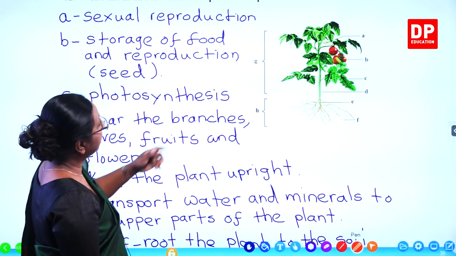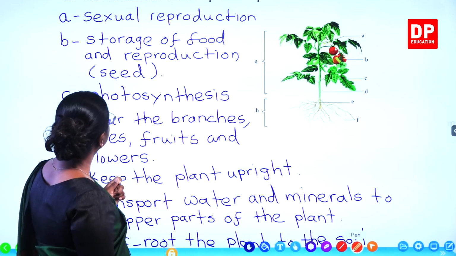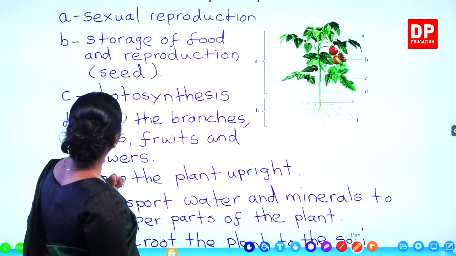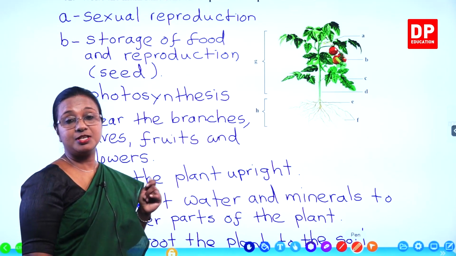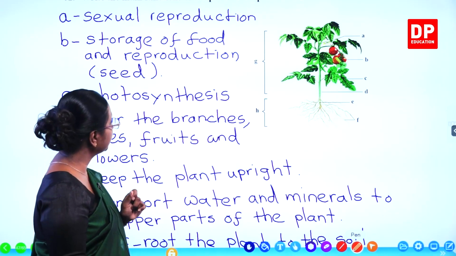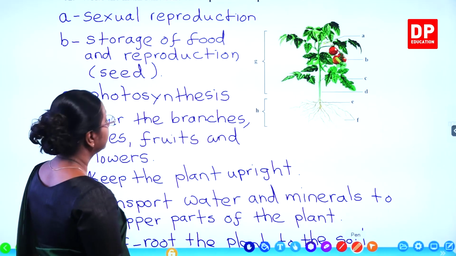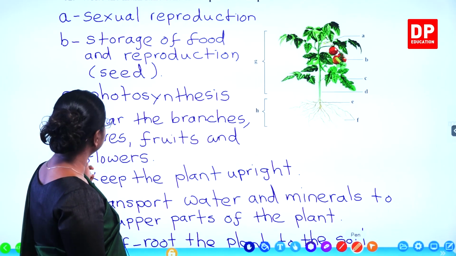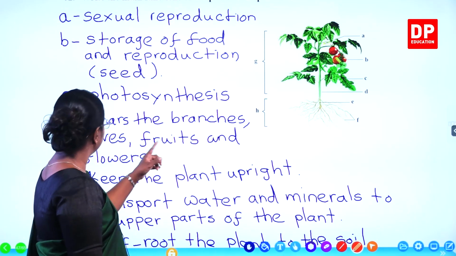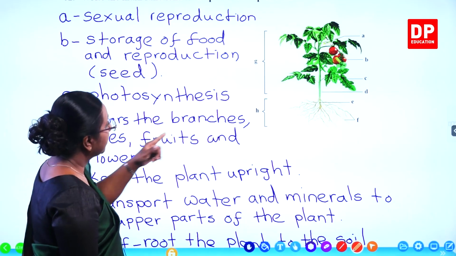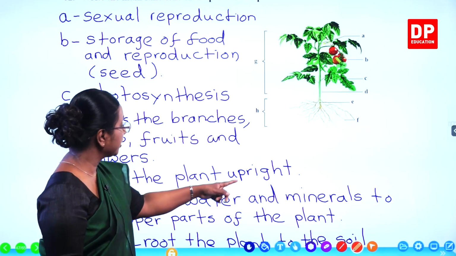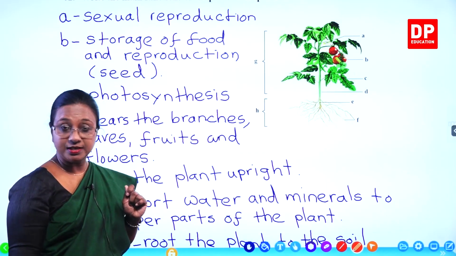So A is the flower, so that is for sexual reproduction. Then B is the fruit, that is storage of food as well as reproduction because it has the seeds. Then C is the leaf, that is for photosynthesis. And D is the stem, it bears the branches, leaves, fruits and flowers. And also it keeps the plant upright and transport water and minerals to the upper parts of the plant.